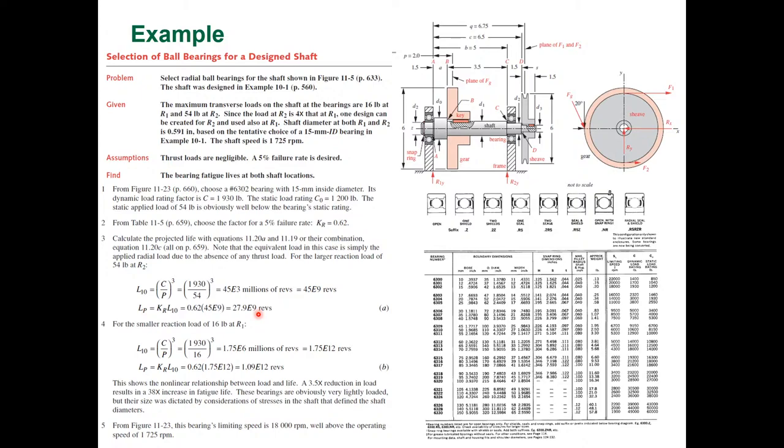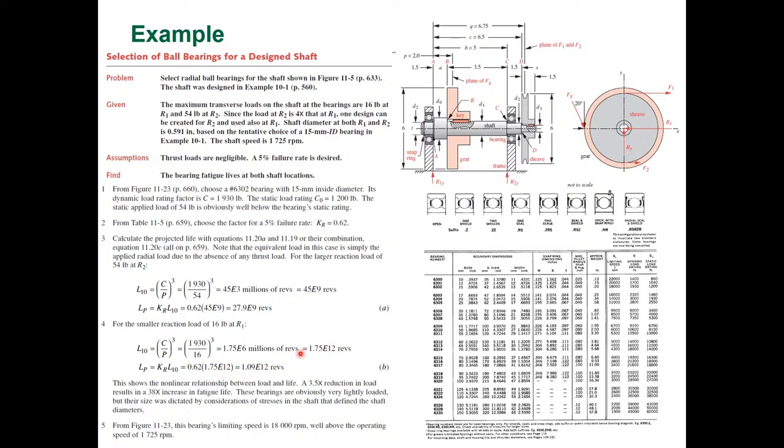Okay, and so if we look at the smaller bearing, it's going to have a smaller load. Okay, and the smaller bearing reaction load is 16 pounds here. And we see that the L10 life is 1.75 times 10 to the 12 versus times 10 to the 9. And we see that there's a nonlinear relationship between the two, between load and life. Now, if we multiply it by the probability factor 0.62, we get 1.09 times 10 to the 12 revolutions.